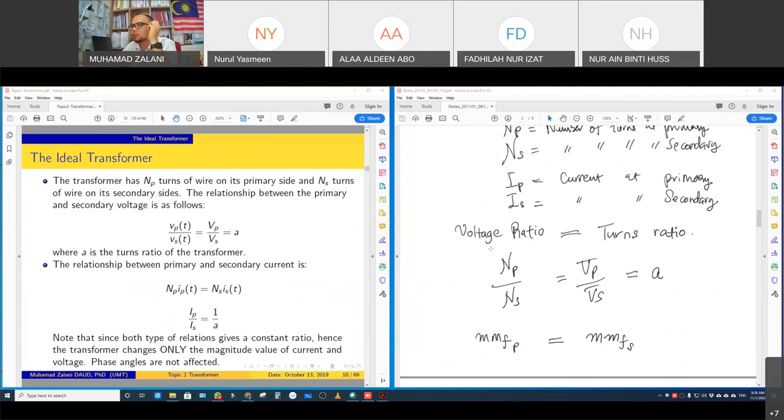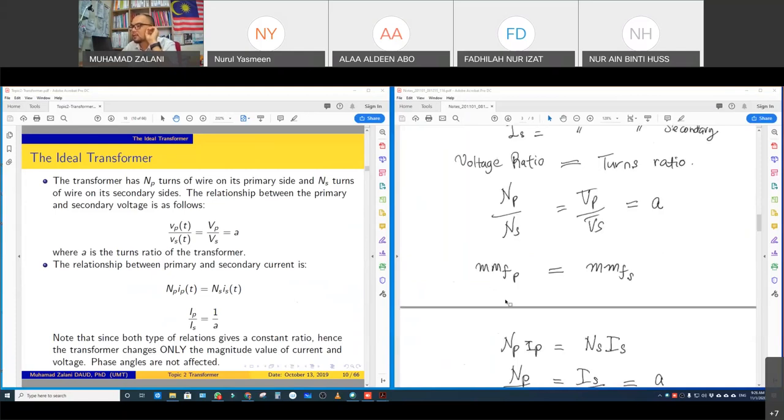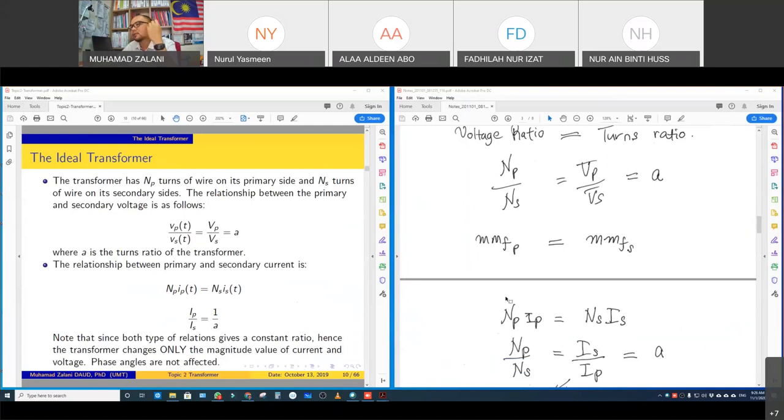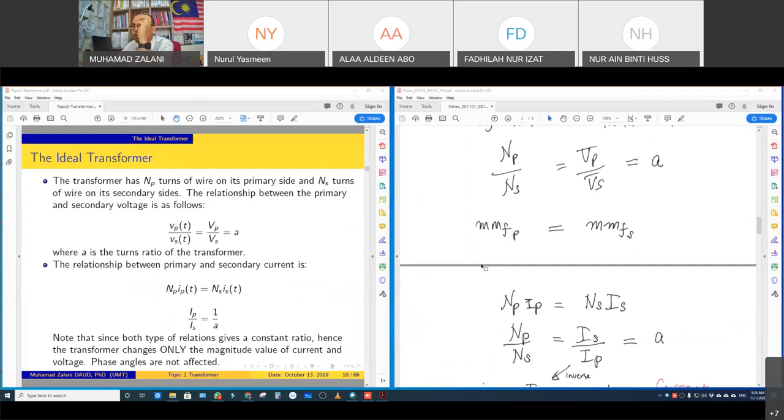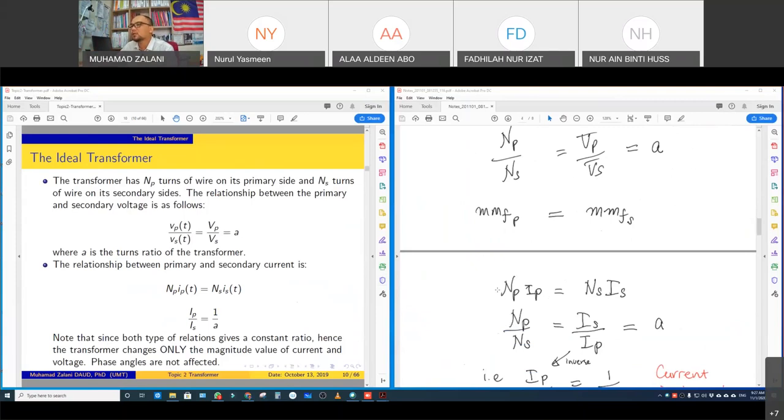So how about the voltage ratio? For the voltage ratio, it is actually the turns ratio. So we can compute A, which is the turns ratio, by using Vp divided by Vs or Np divided by Ns. And then we know that the MMF, F, equals Ni, right? In this case, the MMF induced at the primary side is the same as the MMF induced at the secondary side. So we can further write the equation as Np times Ip equals Ns times Is.